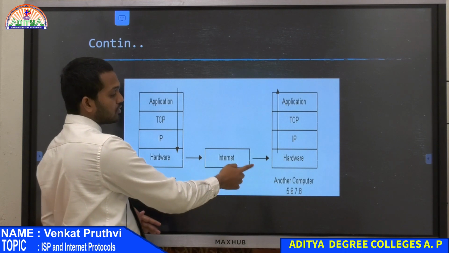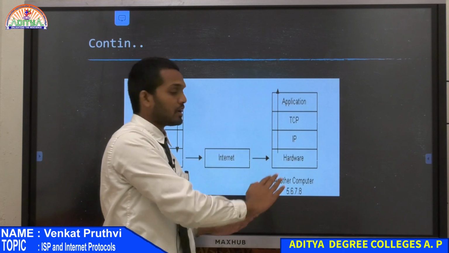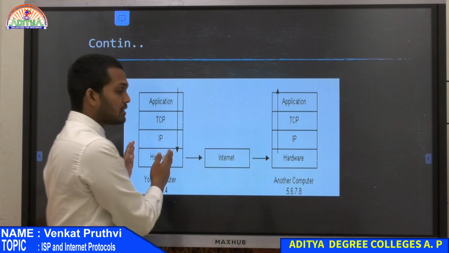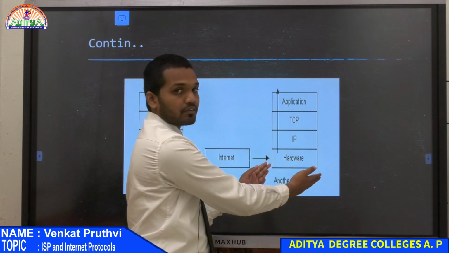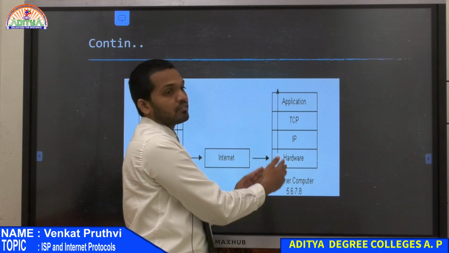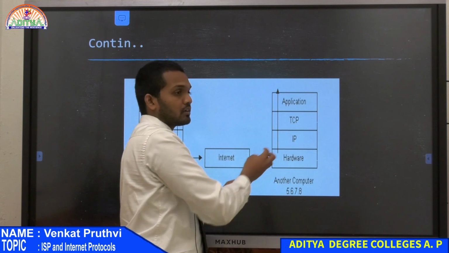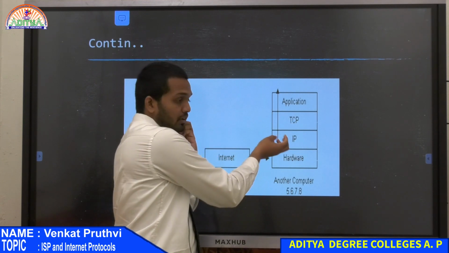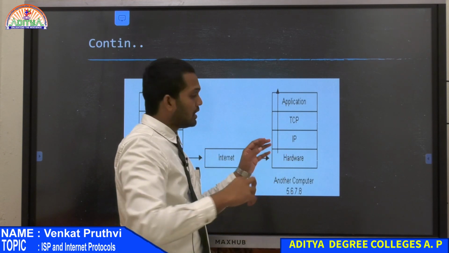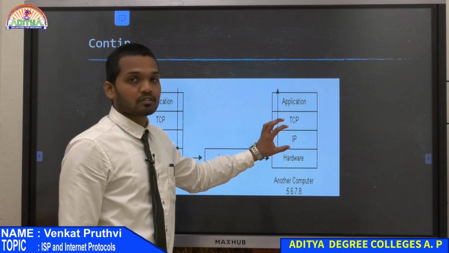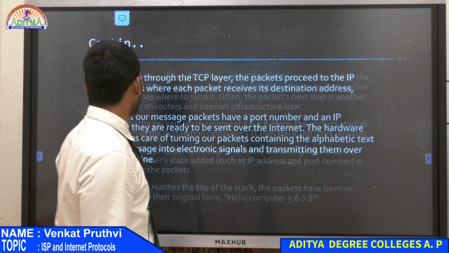When it is transmitted through the internet, again it reaches the hardware layer. It doesn't reach the application layer directly. From this hardware layer, the electronic signals are converted back into text, and each packet is again converted into a human readable form. Then the IP address that is assigned to it is opened up and it will go to the application layer. Okay, so that is how it happens.